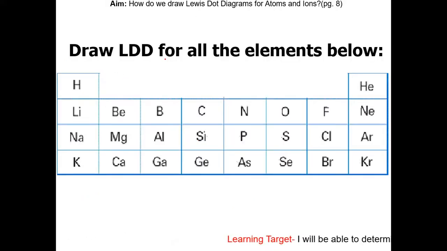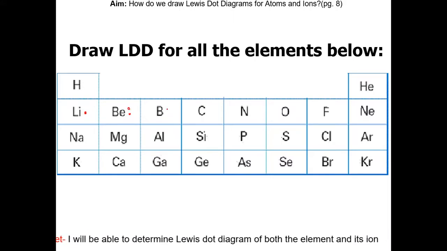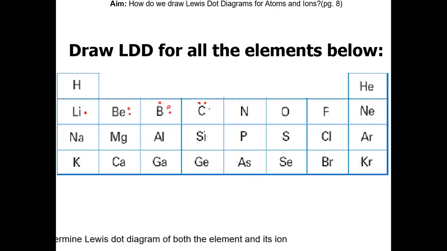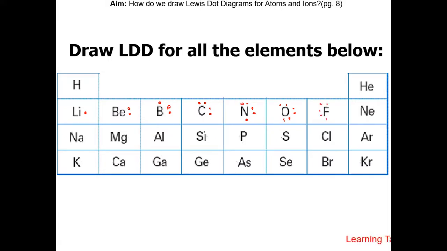In this practice, you'll be drawing Lewis dot diagram for all these elements. I'm going to do period 2 as an example. So lithium has 1 valence electron, so you're supposed to draw 1 dot. Beryllium has 2, so you draw 2 dots. Boron has 3. Carbon has 4. Nitrogen has 5. Oxygen has 6. Fluorine has 7. And neon has 8.